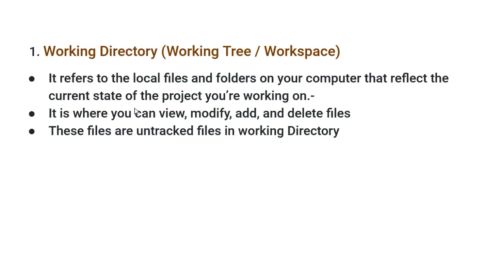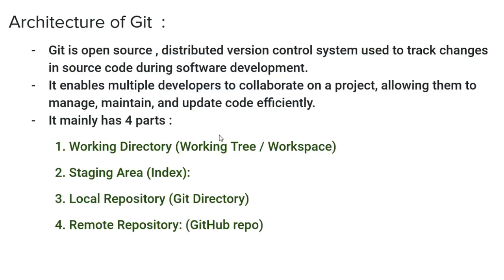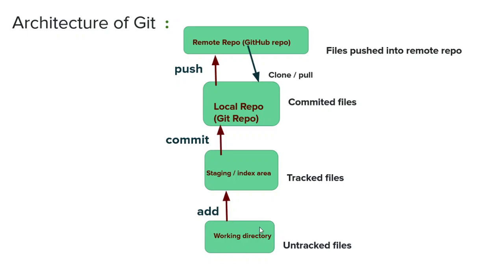Working directory basically refers to the local files and folders on your computer that reflect the current state of the project you are working on. In the working directory, you can view the code, modify the code, add new code, and delete the code as well. Initially these files are untracked files in the working directory, and the working directory is present in the local machine.